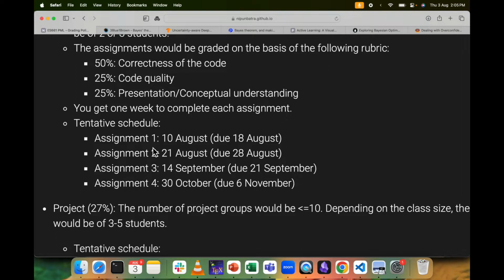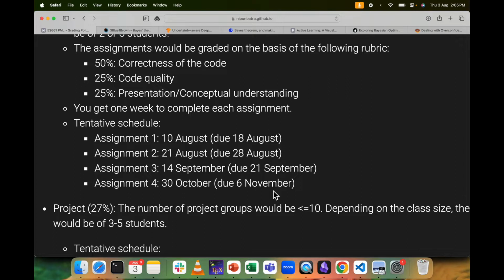The second assignment around 21 August. So we have tried to uniformly space the assignments, quizzes throughout the semester so that you don't get loaded at any one point of time. So 21 August to 28th August, 14th September to 21st September, and 30th October to 6th November.